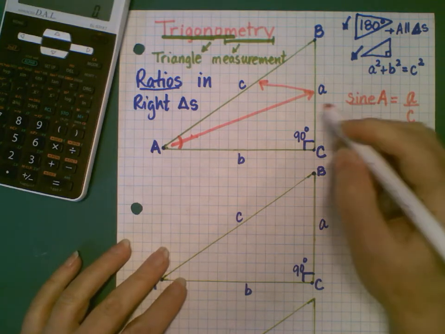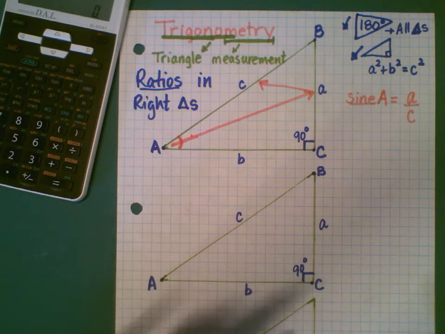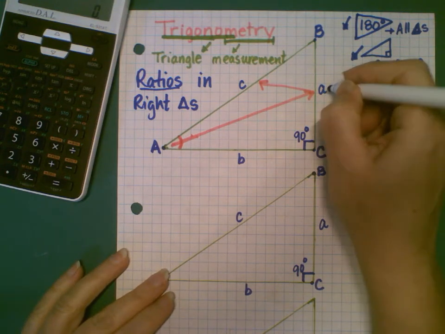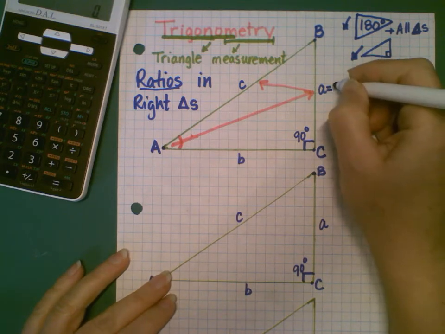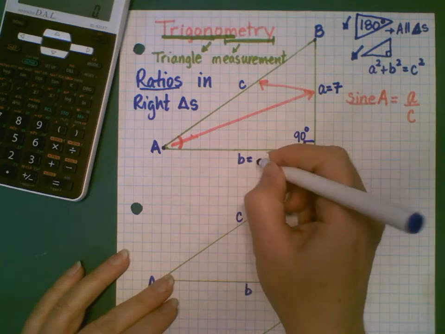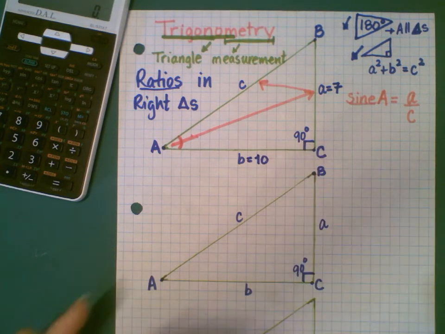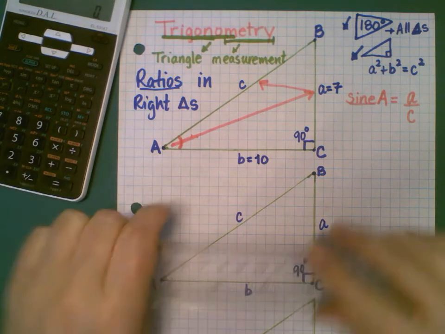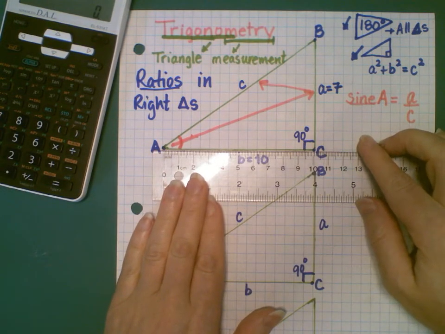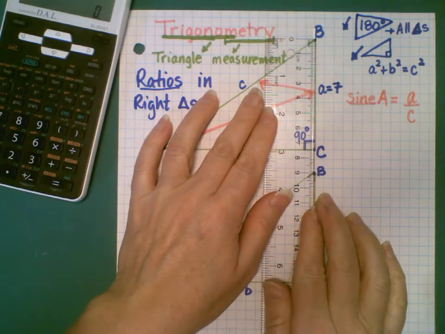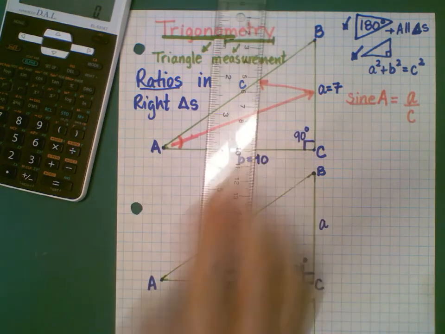Okay, so in the case of these triangles that I've drawn here, A is 7 and B is 10. These are numbers that I chose initially when I drew the triangles out. And those are centimeter measures. Okay, so 10 and, oh, actually 7.5.